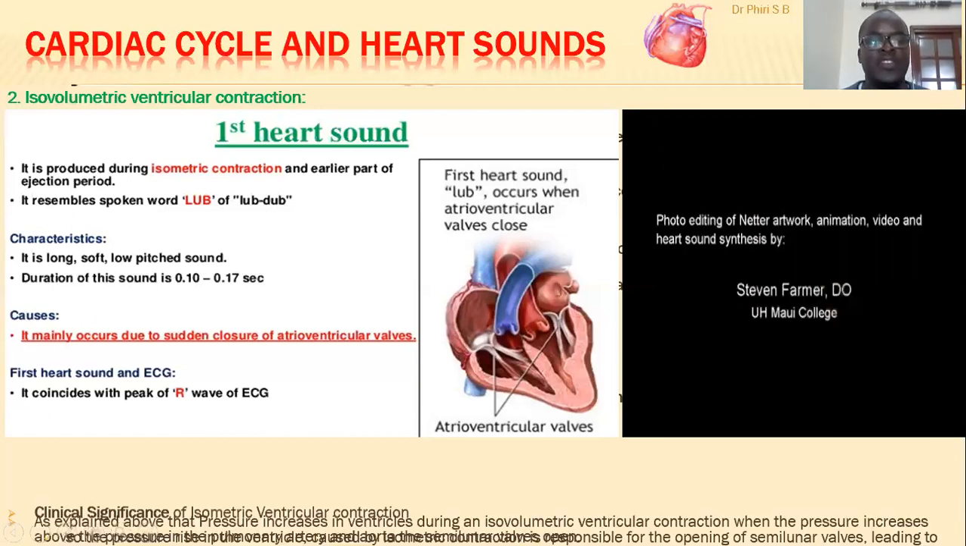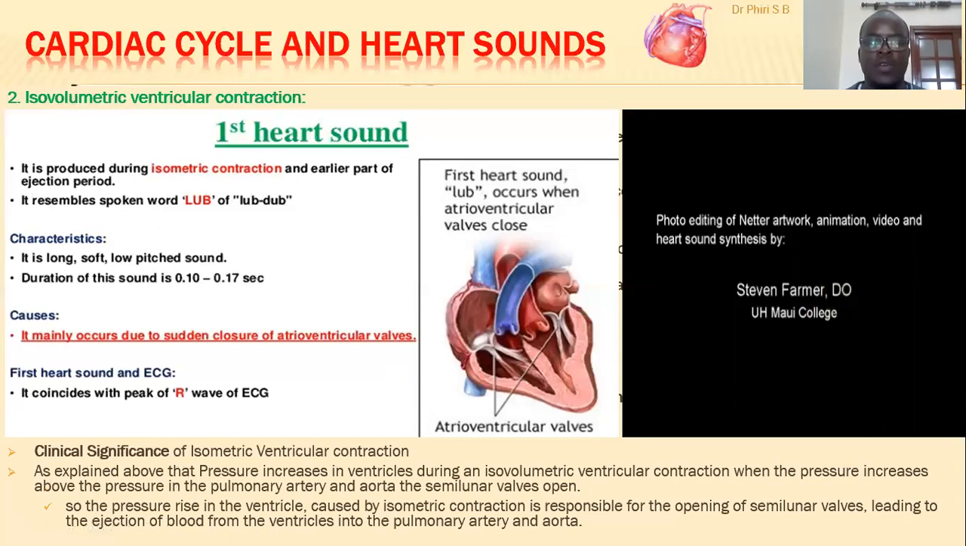So what is the clinical significance of isometric ventricular contraction? During isometric ventricular contraction, as explained above, the pressure increases in the ventricles. When the pressure rises above the pressure in the pulmonary artery and the aorta, the semilunar valves will open. So this increase in ventricular pressure will force the opening of the semilunar valves.